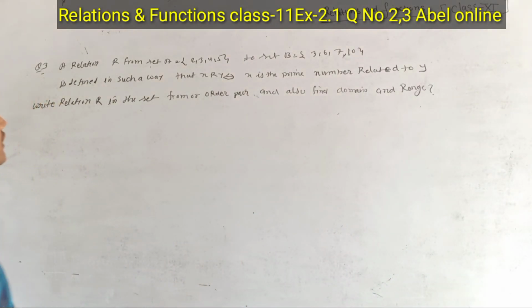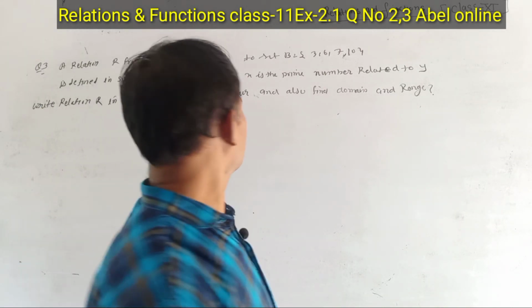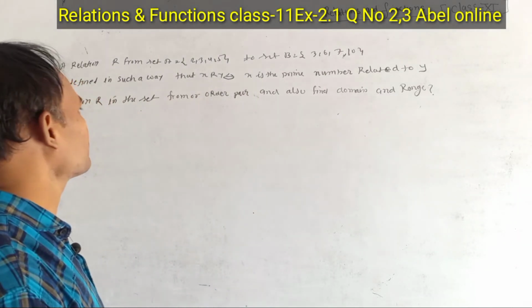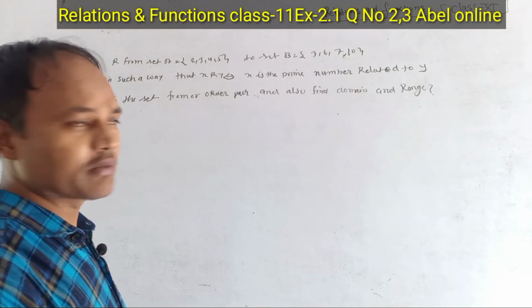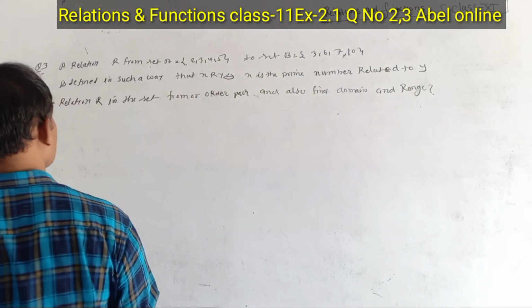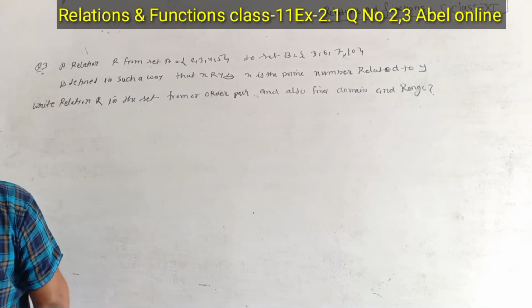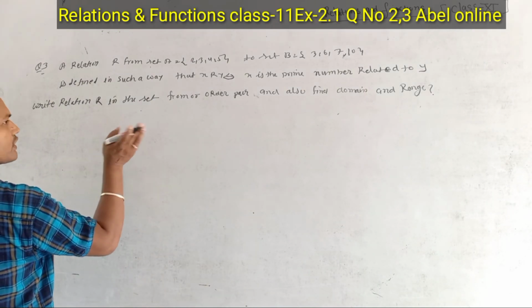Relation R from set A = {2, 3, 4, 5} to set B = {3, 6, 7, 10} is defined in such a way that x R y implies x is a prime number related to y, that is, x should be co-prime to y. Write the relation R, and also find the domain and range.